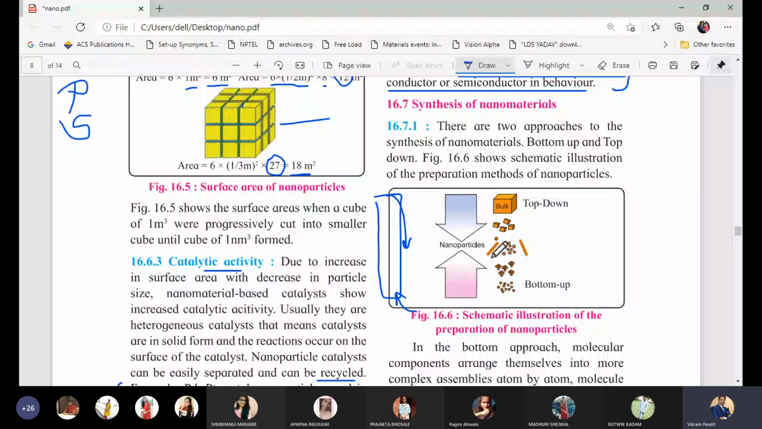Nanoparticles come here in between. Okay, so when we have a bulk material which we can see through our naked eyes, if you put it into grinding, the continuous grinding will make small particles. Grinding means we have a wheat.